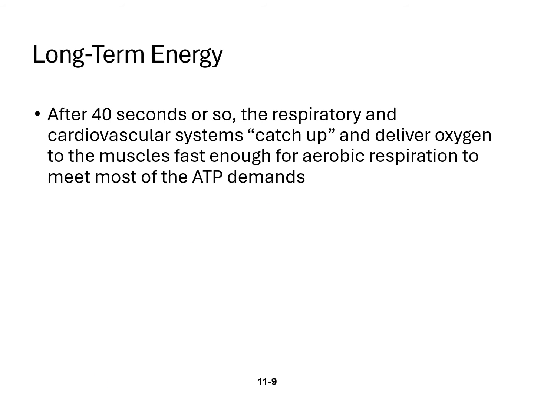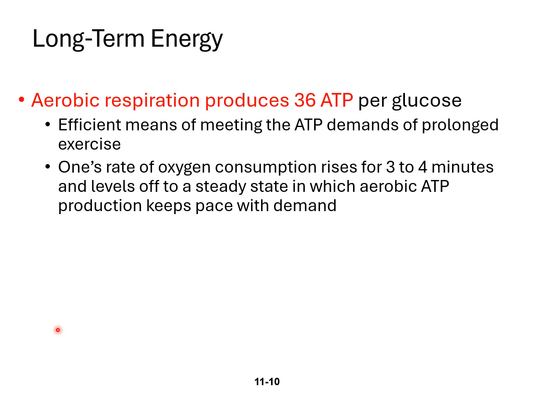Now let's contrast it with the use of oxygen. So the use of oxygen is called aerobic respiration, and this produces about 36 ATP per glucose. So if you kind of memorize the two, which one's more efficient? Using oxygen is way more efficient than not using oxygen. And this is a very efficient means of meeting the ATP demands of prolonged exercise.